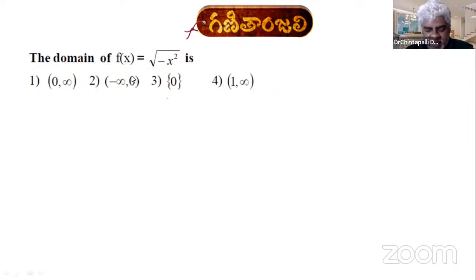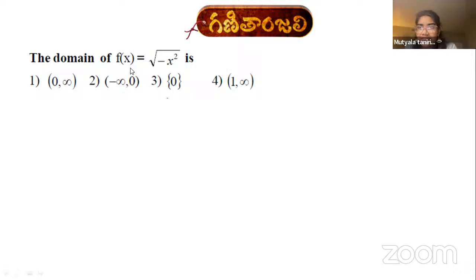But it is not so in this case. So is the domain 0? How could you tell? Square root of a negative is not defined. Except for 0, if we write anything, whether it is positive or negative, for any value of x, minus x square is negative.